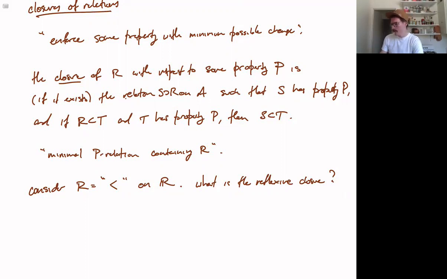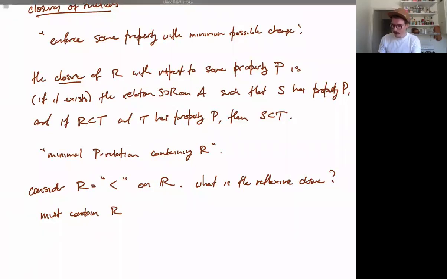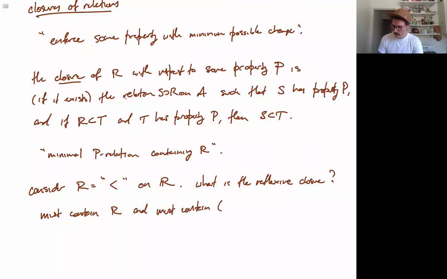And basically, how can we figure this out? Well, it must contain R. That's just one of the basic properties that we require of it. And to be reflexive, it must contain (x, x) for any x in the real numbers. And if we just take all of those things together, then that will give us the minimal relation that satisfies both of those properties.